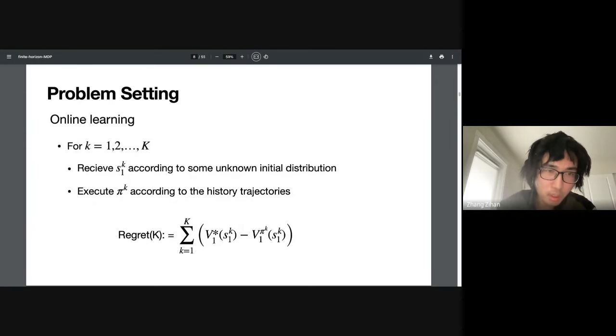The online learning process is basically as follows. A learner receives an initial state. There are in total capital K episodes. For each k from 1 to K, the learner receives the initial state s_1^k according to some unknown distribution, and then it executes the policy pi^k according to the history trajectories and its learning algorithm. The performance of the algorithm is measured by the regret in K rounds, which is the sum of the gap between the optimal value function and that of the policy pi^k the player executed.